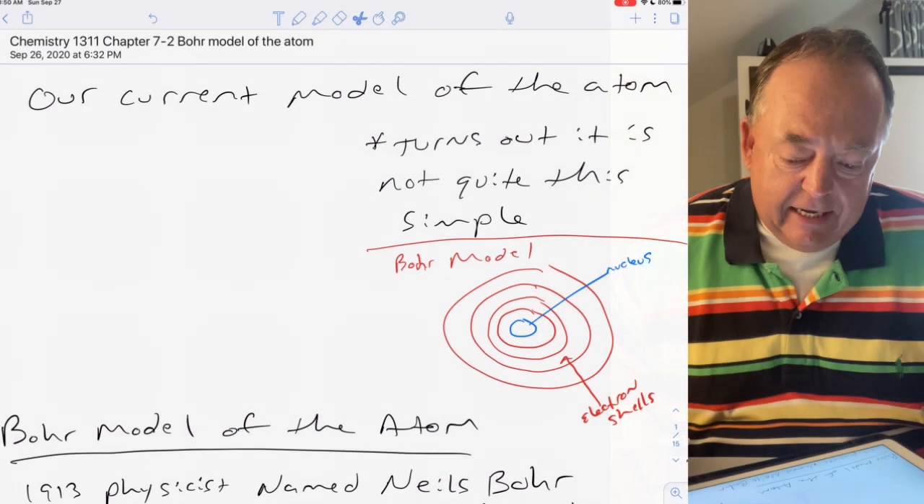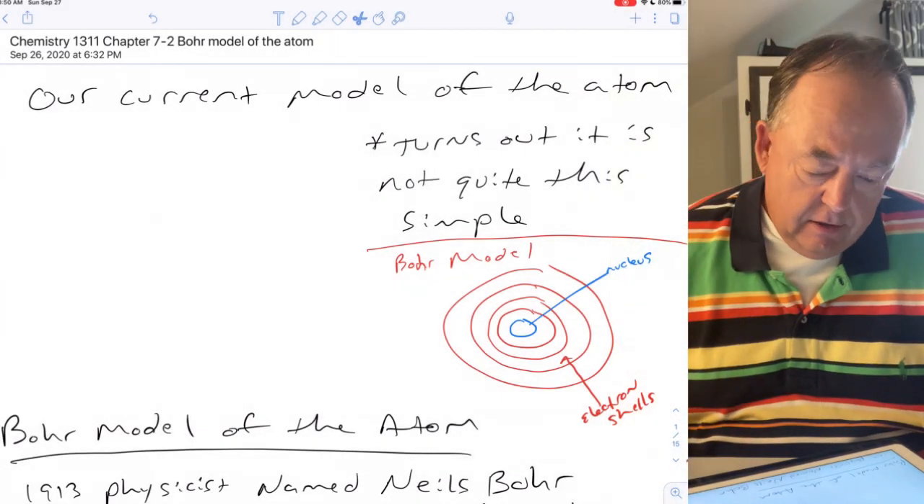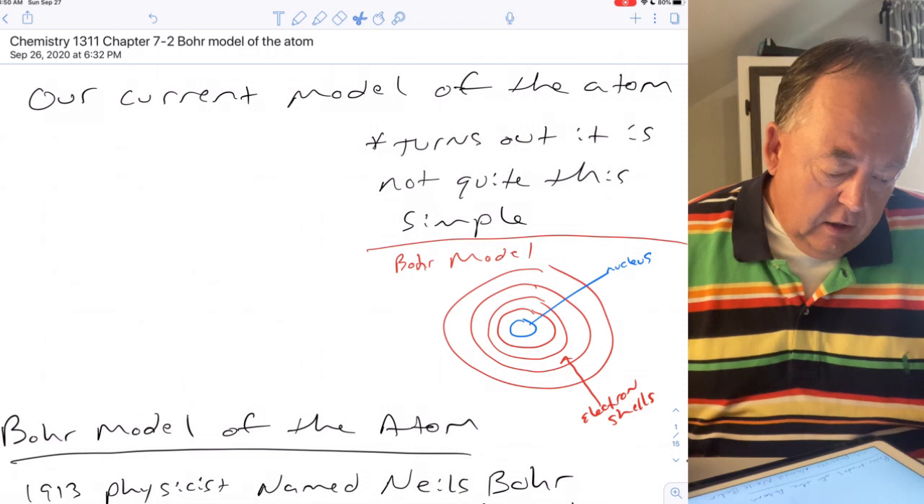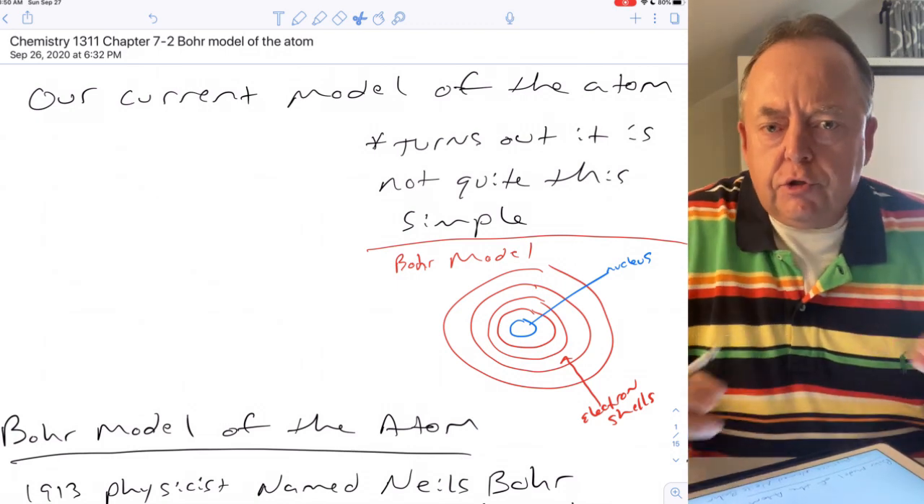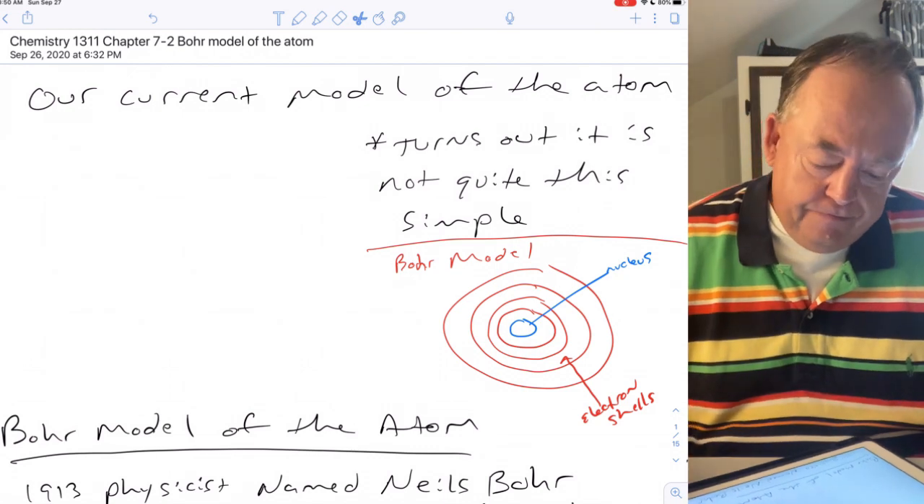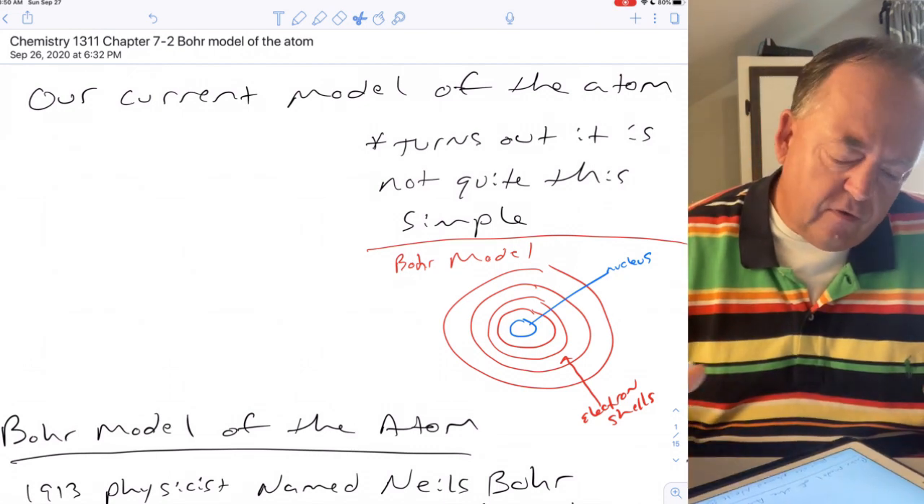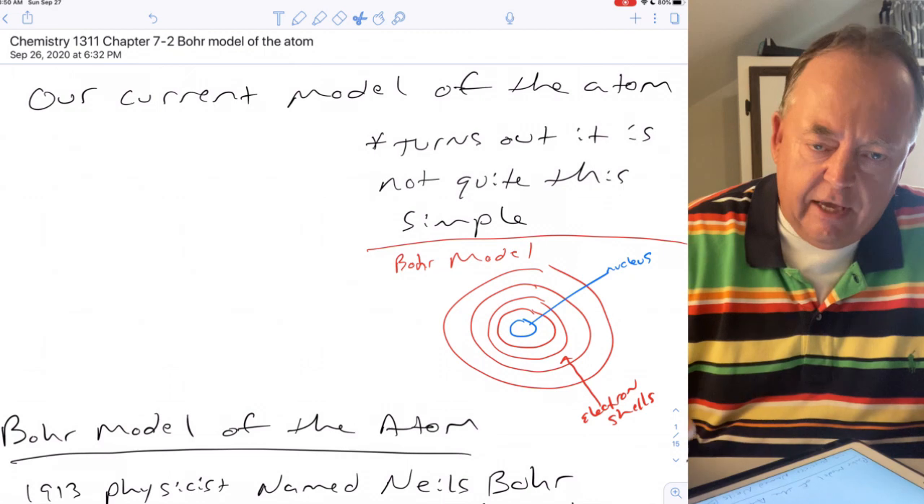Okay, so this will be the second lecture in chapter 7. In this lecture we dive into a little bit more of what the actual structure of an atom looks like. From chapter 2 we have a current model of what the atom looks like.